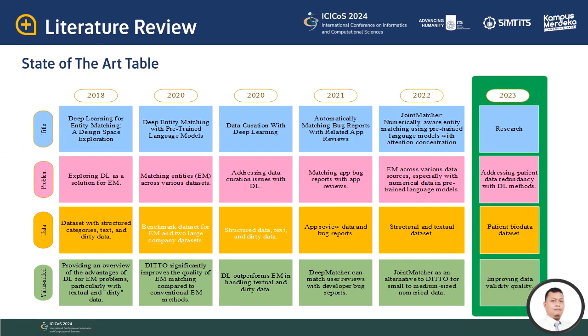This is the state-of-the-art table. We begin with Mudgal et al. In 2018. This research provides ample substance, particularly on 4 models: SIFT, RNN, attention, and hybrid. It also used the F1 score to find the best model.